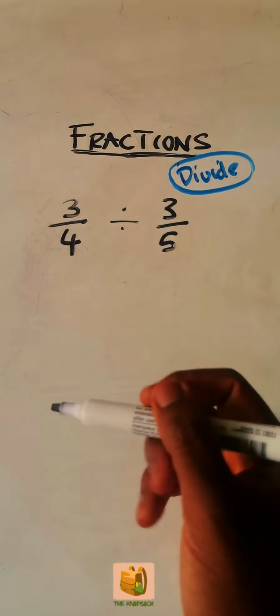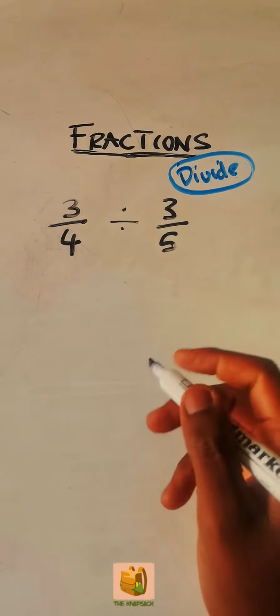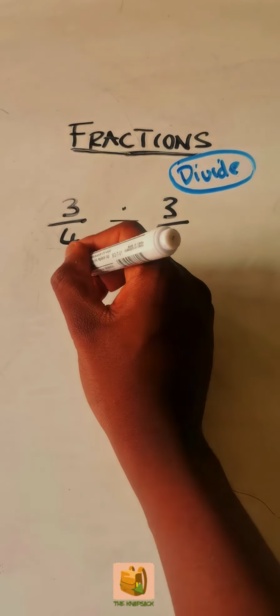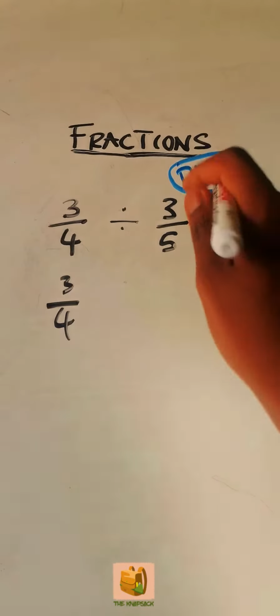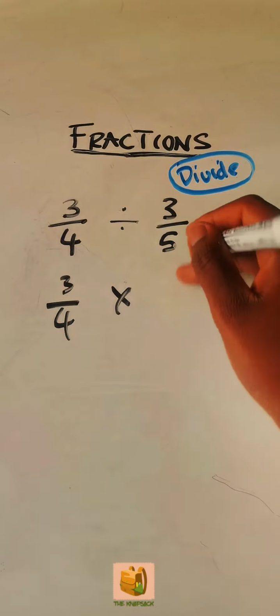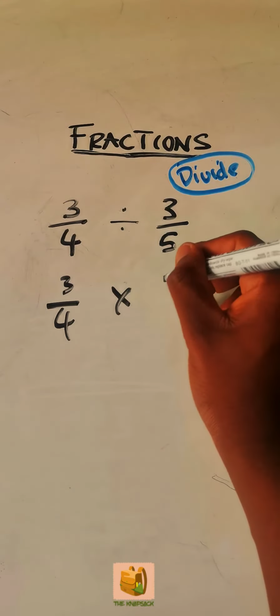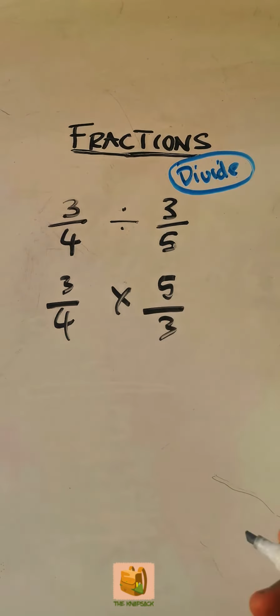Now division is a bit different. You're going to have to change that division sign into a multiplication sign. But before you do that, you have to flip this side. So now you flip this. Now the numerator becomes the denominator and the denominator becomes the numerator.